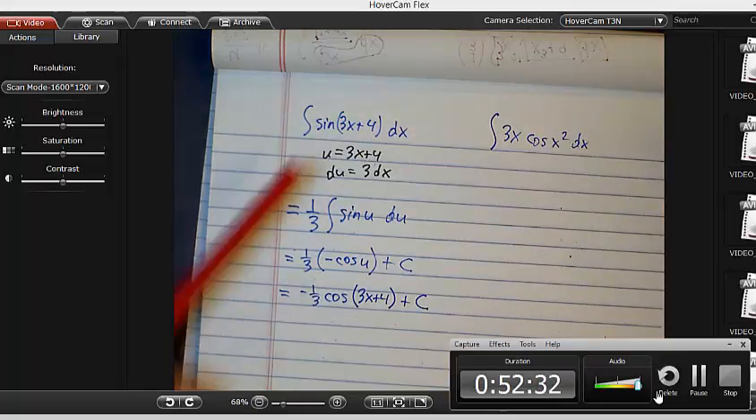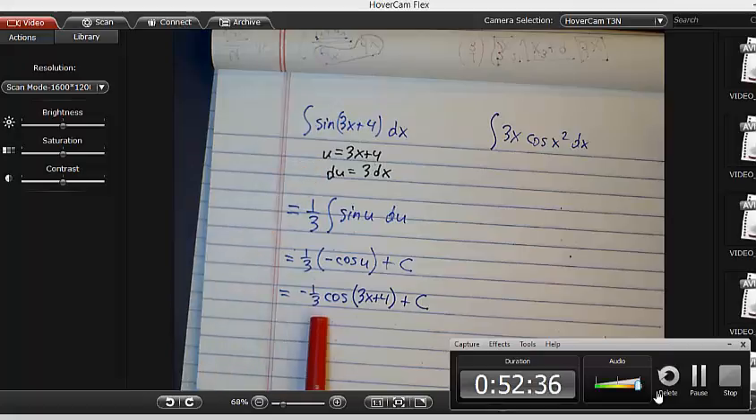It's almost like what the substitution does is it takes you through the chain rule and you figure out what to put in front to make it all work when you check your work. Go ahead, take the derivative of that. You'll get back sine of 3x plus 4. All right, the other one.